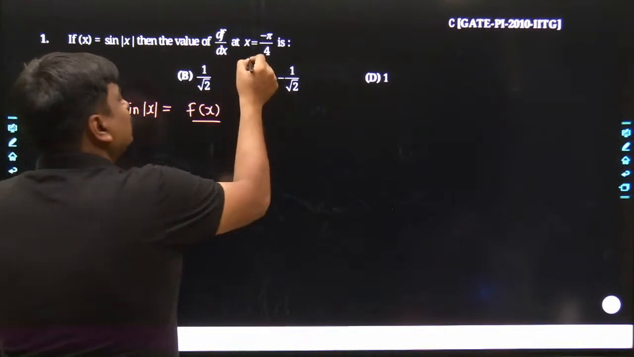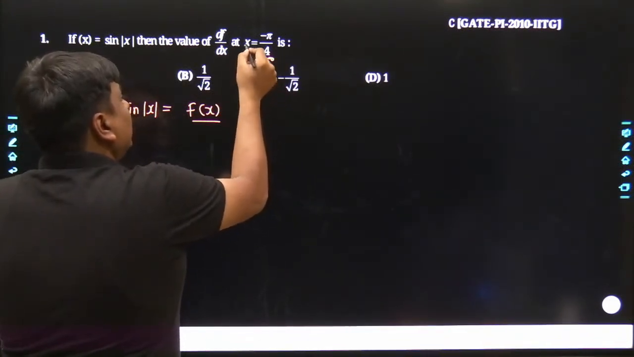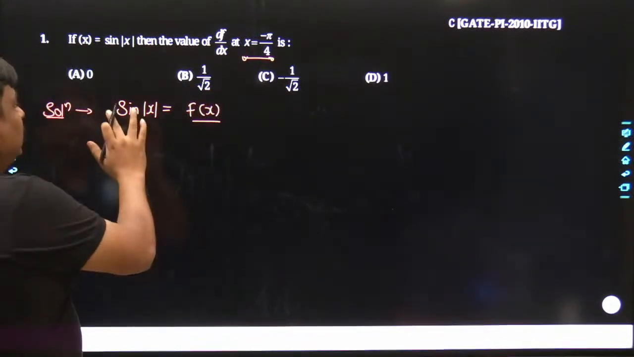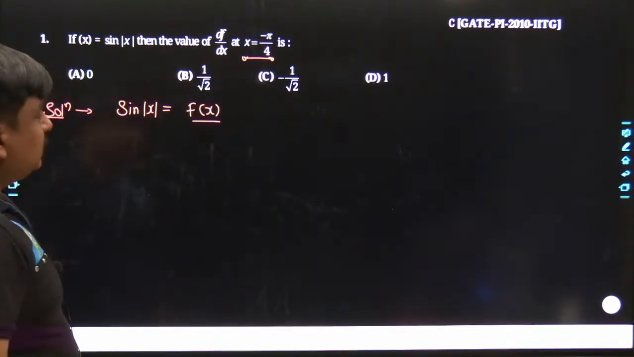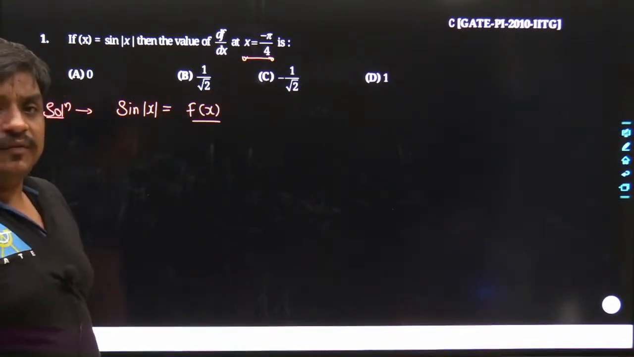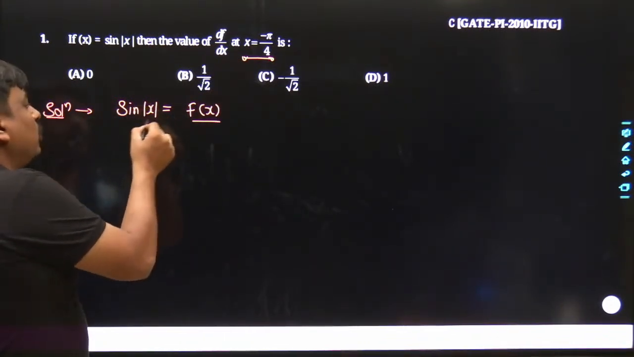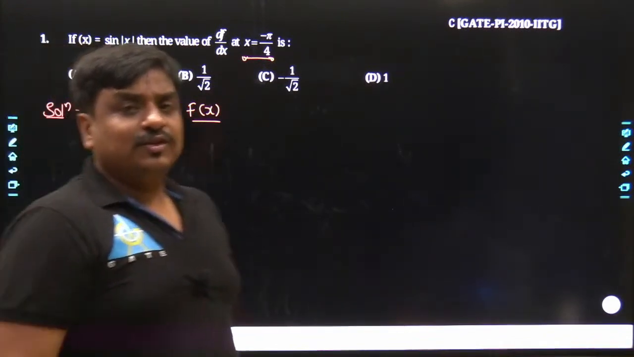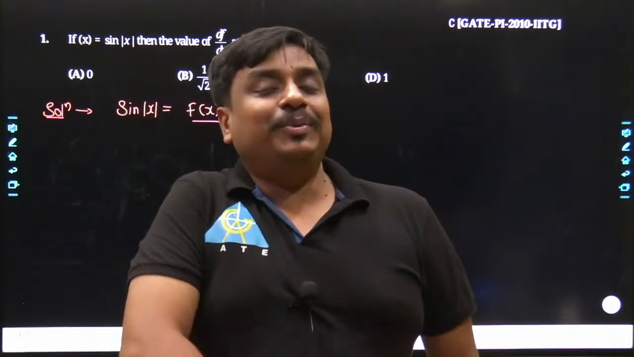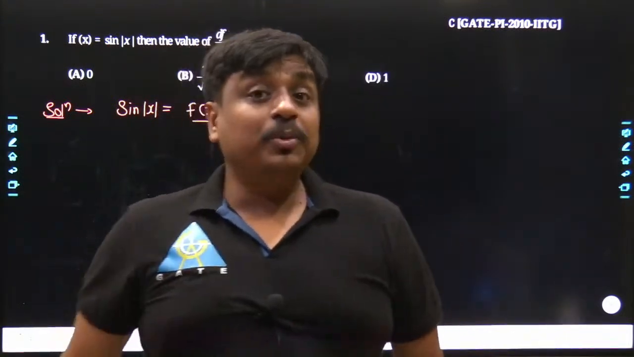The differentiation has to be carried out for the negative value of x, where x is minus pi by 4. So the function sine of mod of x has two different behaviors for positive and negative values of x. Why so? Because mod of x is defined as minus of x for all negative values of x, and as plus x for all positive values of x.